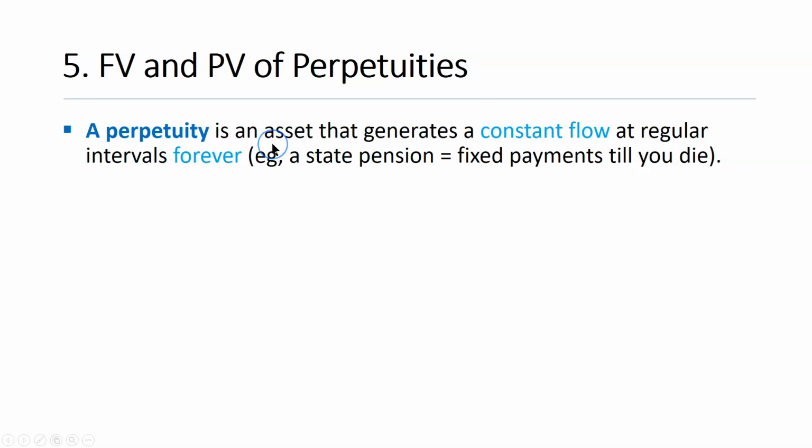This is another type of financial asset which also generates a constant cash flow at regular intervals. However, it does it forever. Instead of getting these payments for a certain number of periods, 5 or 10 years, we are getting them forever. For example, a state pension: you will get it for as long as you remain alive.